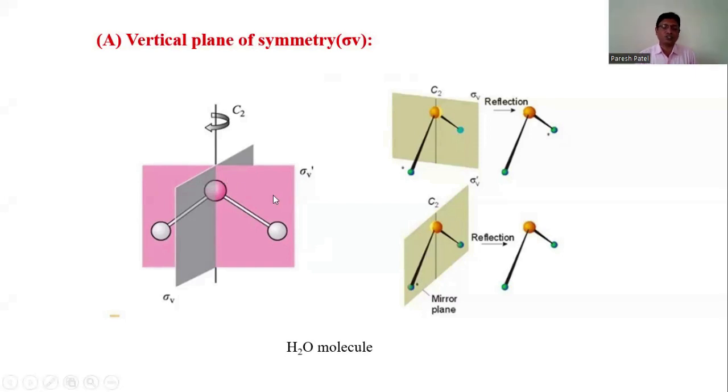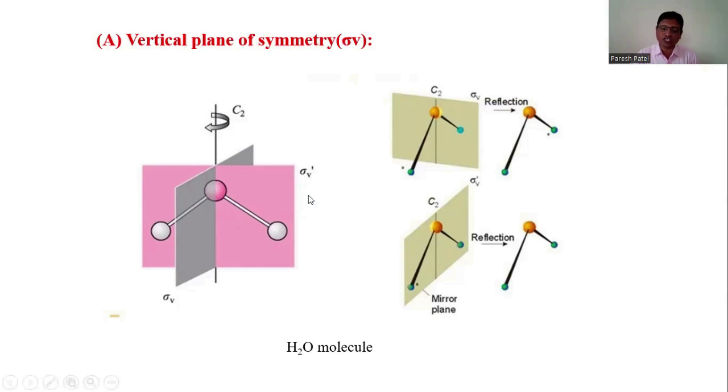The water molecule consists of two vertical planes. Why two vertical planes? Both these planes are parallel to the main principal axis. So both these planes are vertical planes. One plane, that is the gray colored plane, can be recognized as sigma v YZ plane, and the pink colored plane can be recognized as a sigma v XZ plane. So the water molecule consists of two vertical planes.